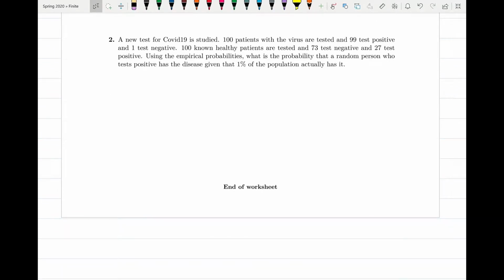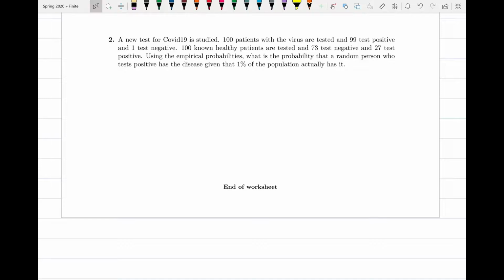So a new test for COVID-19 is studied. This is actually data I looked up the other day on what kind of tests they were using that are in such short supply. This is a rapid test, and to figure out how good it was, they took 100 patients with the virus, and 99 tested positive. 1 tested negative. They took 100 known healthy patients, and 73 tested negative and 27 tested positive.